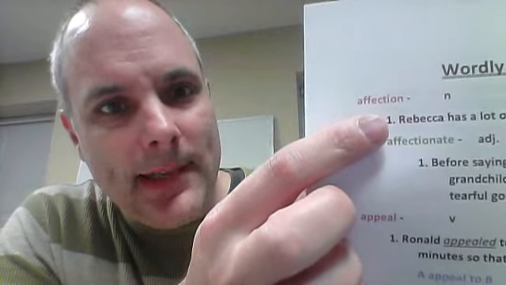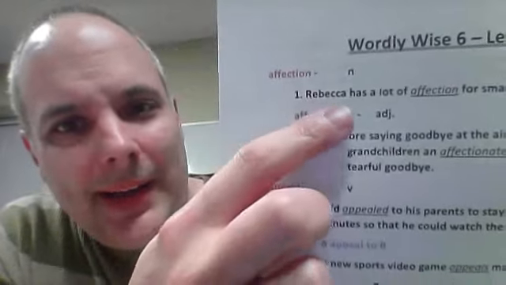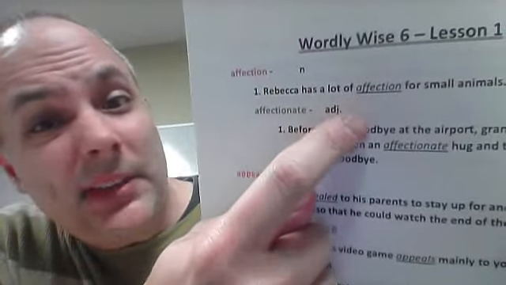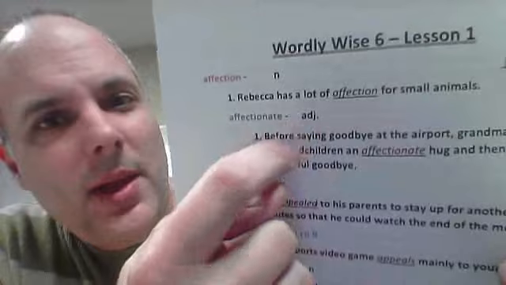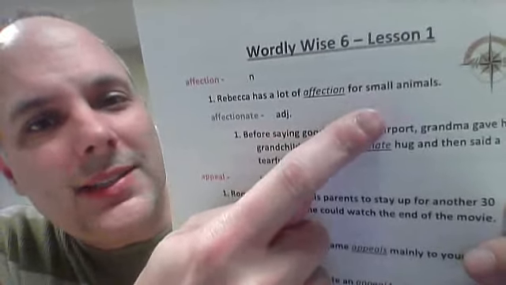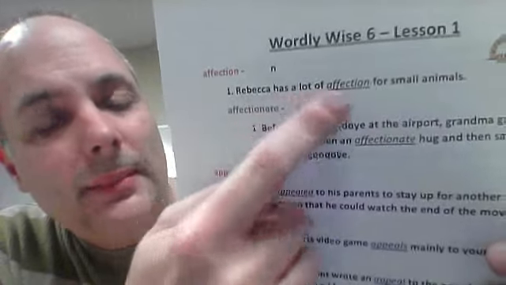Affection, okay? So, affection means that you or somebody has emotions about something. So, usually we use the word affection for something, okay? Rebecca has a lot of affection for small animals. Rebecca has a lot of love for small animals. Rebecca has a lot of fondness for small animals. All very similar, okay?